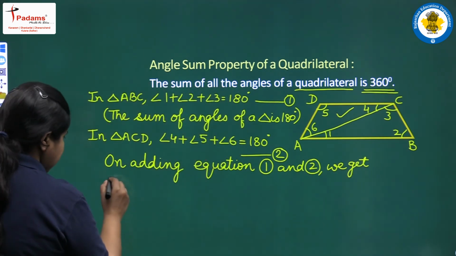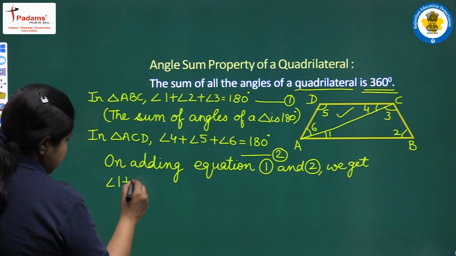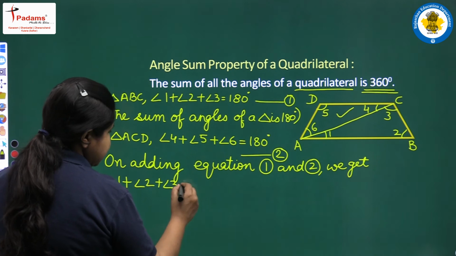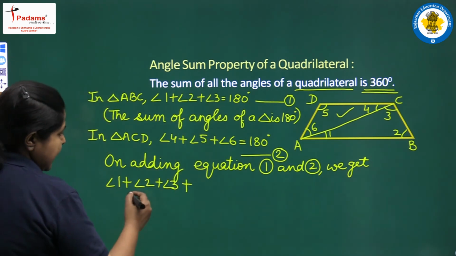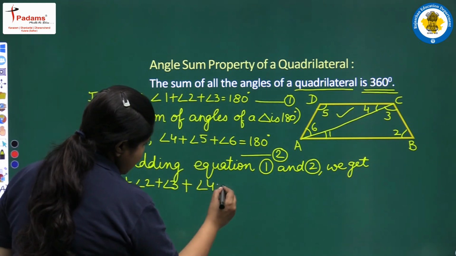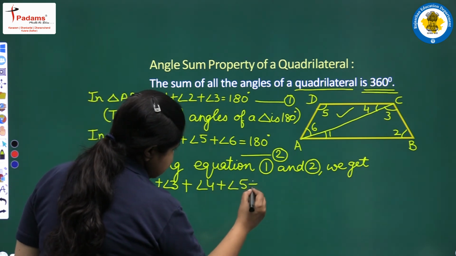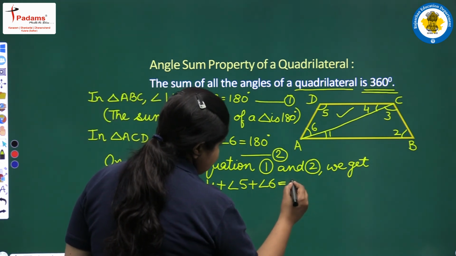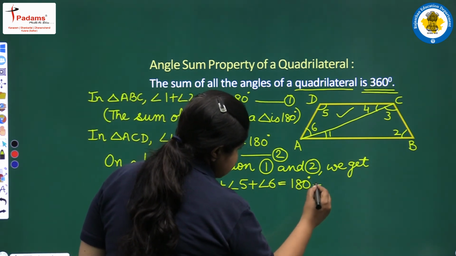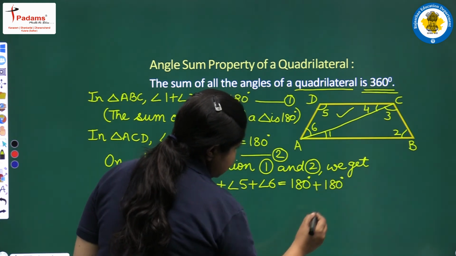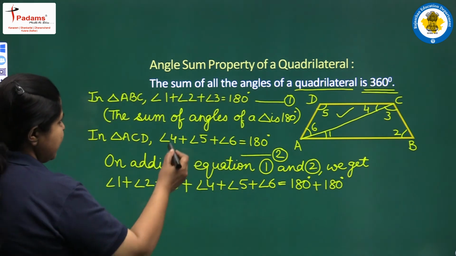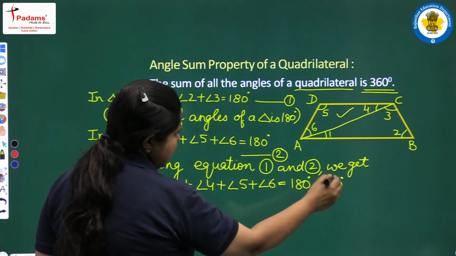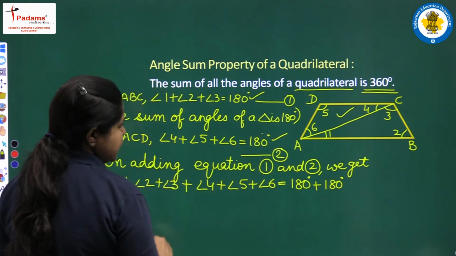On adding equations 1 and 2, we get angle 1 plus angle 2 plus angle 3 on the LHS from equation 1, and from equation 2 we get angle 4 plus angle 5 plus angle 6, equal to 180 degrees plus 180 degrees. We have added the LHS part of both the equations and the RHS part of both the equations.